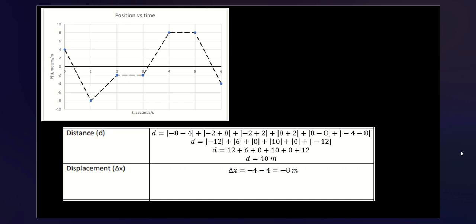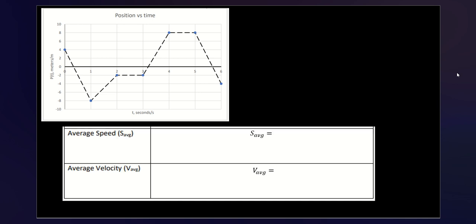So, what we have here is our total distance traveled, 40 meters, and our total displacement. Basically, what was the net change in y position overall? Overall, the object from start to finish moved down 8 meters. All right, that's easy. So, next part is calculating average speed and average velocity. Both of these are very straightforward once you have distance and displacement.